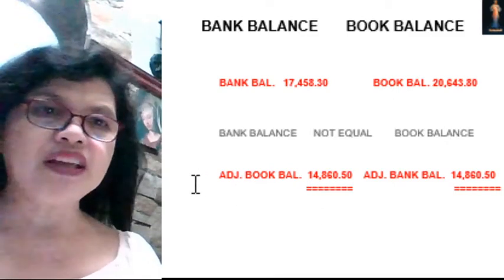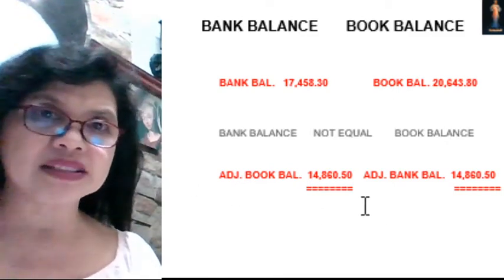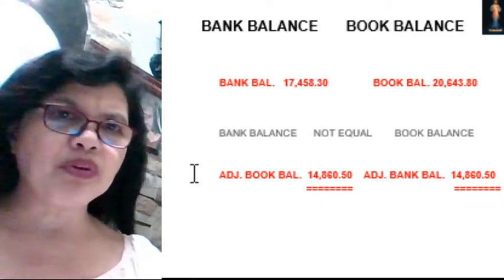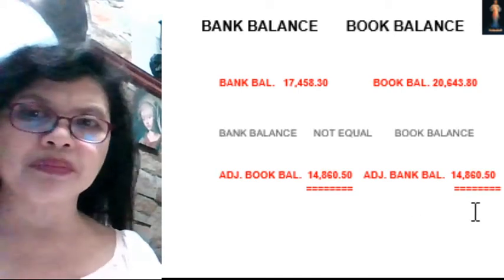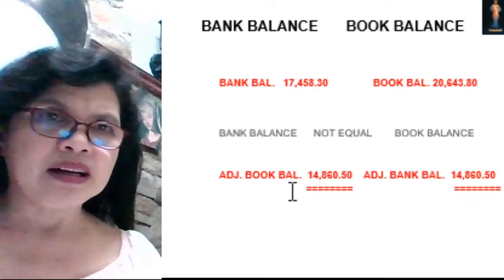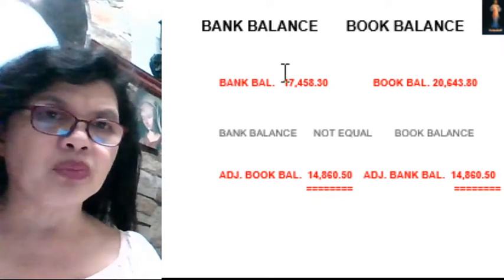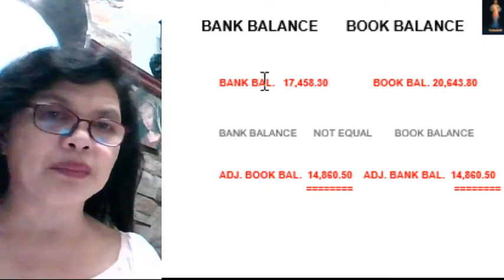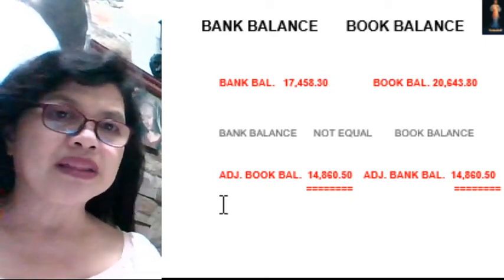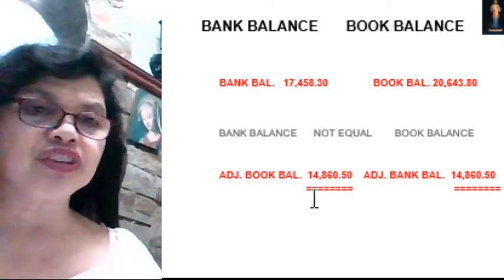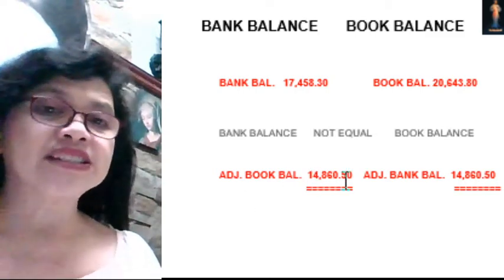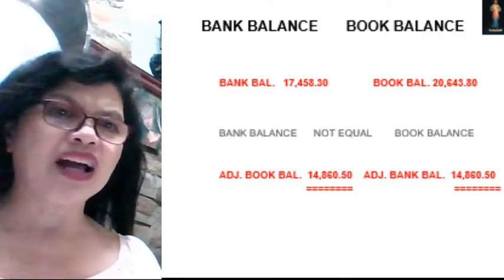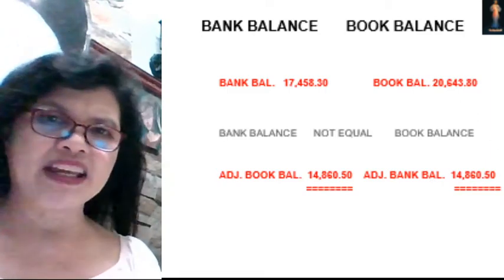So our objective is to adjust the book balance and the bank balance so that they are equal. The adjusted book balance should equal your adjusted bank balance. So on March 31, when we receive the bank statement, they do not tally, but at the end of the preparation of the bank reconciliation, it's tallied. So adjusted book balance is now equal to your adjusted bank balance. How did we do it? Let me show you today.